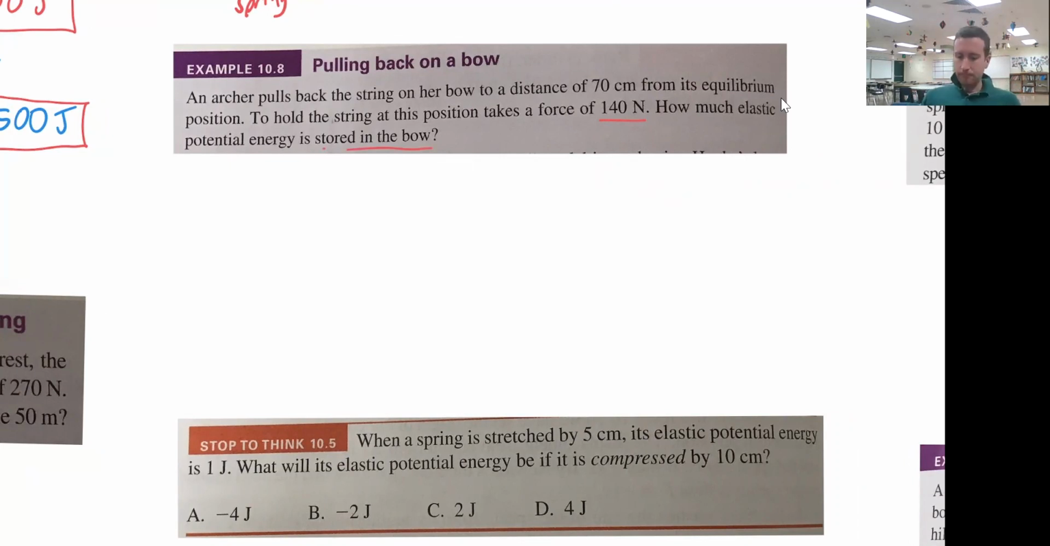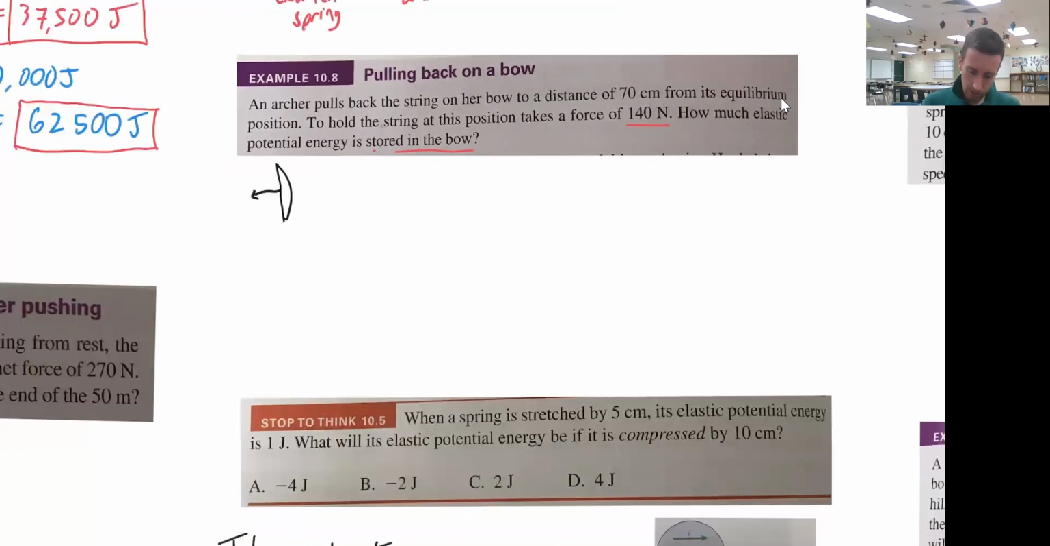So she pulls back the string. Let me draw this one out. So we've got my bow here. There's my string. The string gets pulled back a total distance of 70 centimeters, so that's 0.7 meters. And that takes a force of 140 newtons.